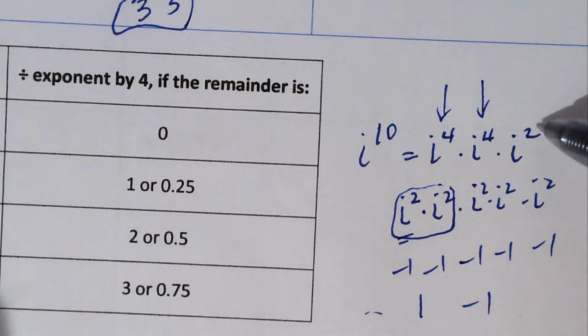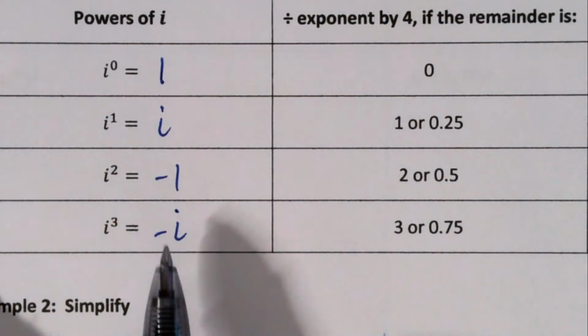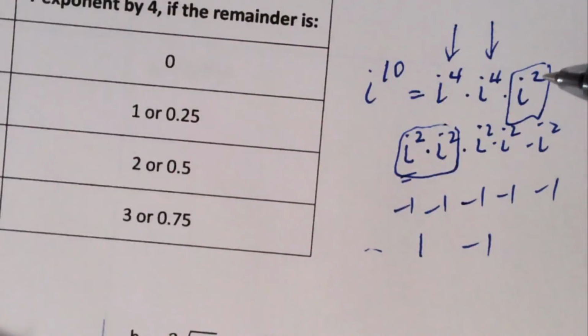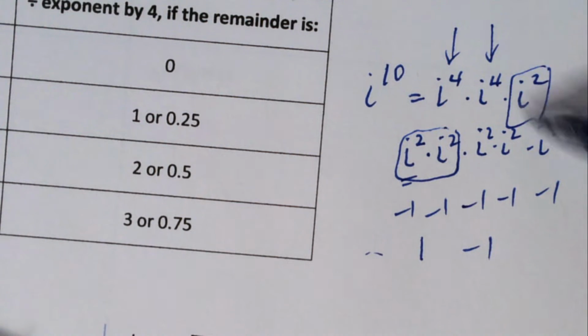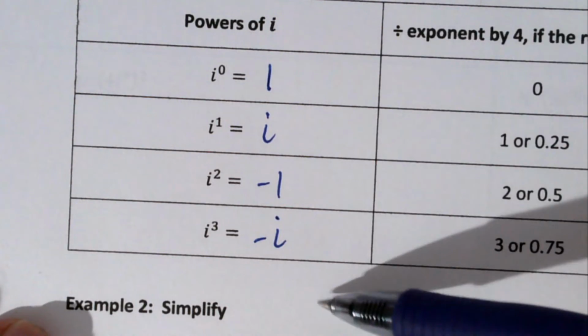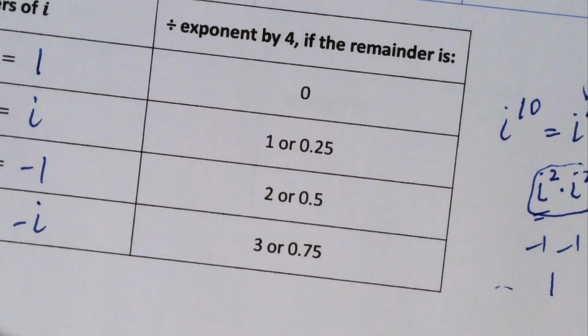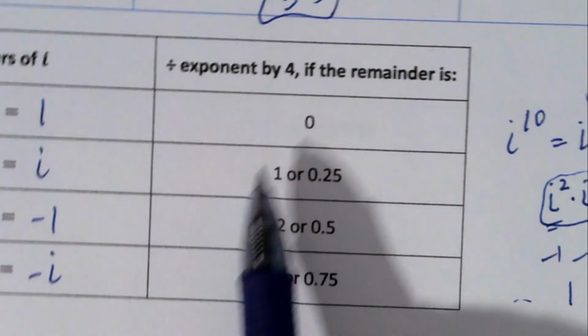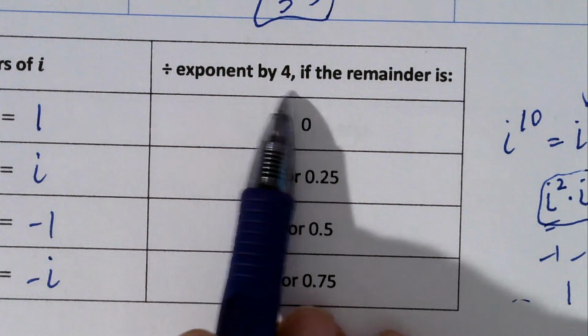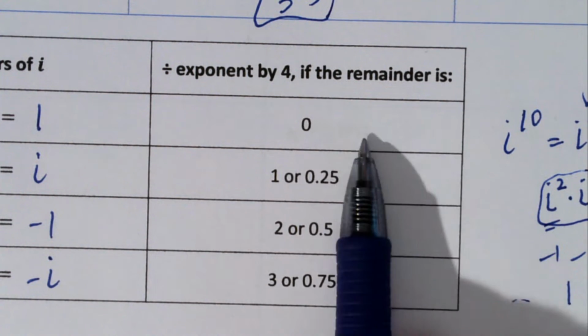So what's important is what's left over. i squared, remember, is negative 1. So if I take out all the multiples of 4 out of an exponent and just look at what's left, that's going to be one of these four choices. That's why it says up here to divide the exponent by 4, and the remainder tells you which one it is.